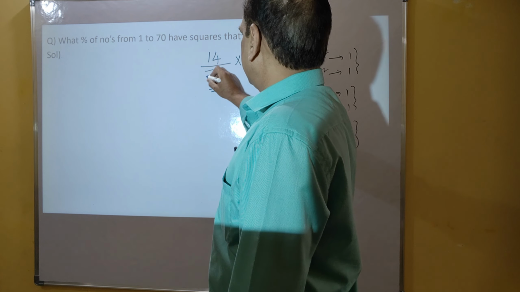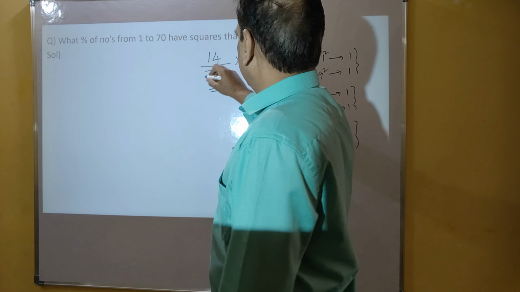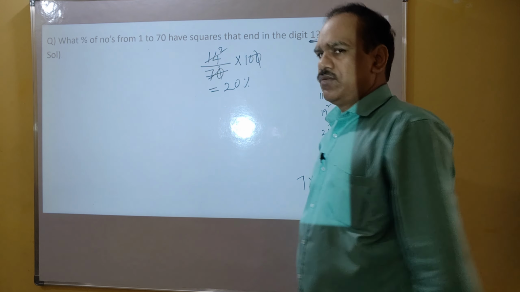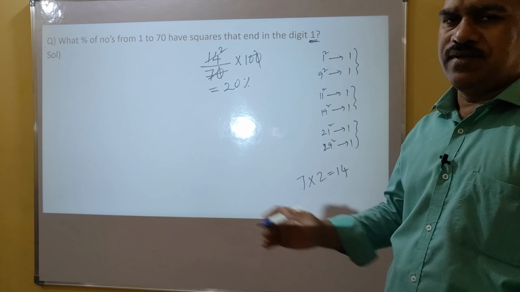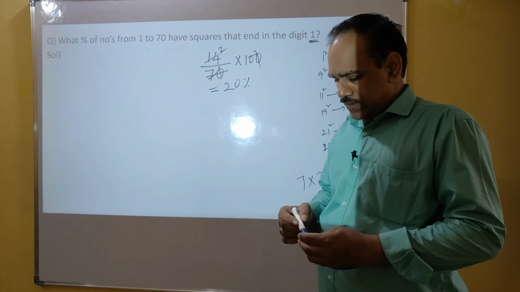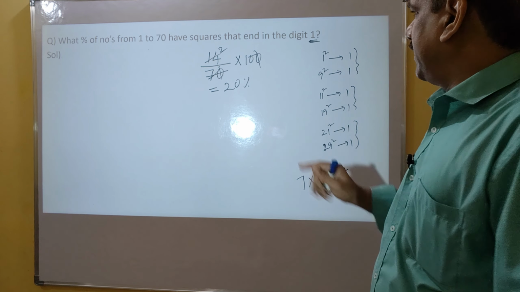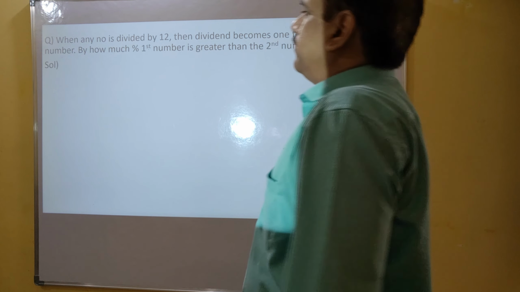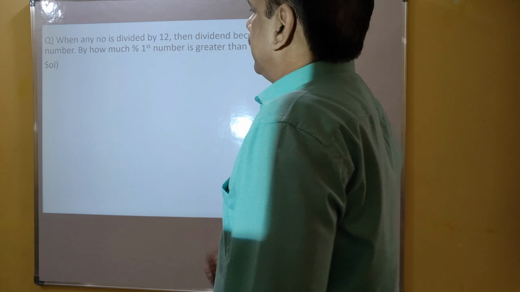It is equal to 7, you can answer 20%. So 20% of the numbers from 1 to 70 have their squares ending in 1. Now this problem is very important.